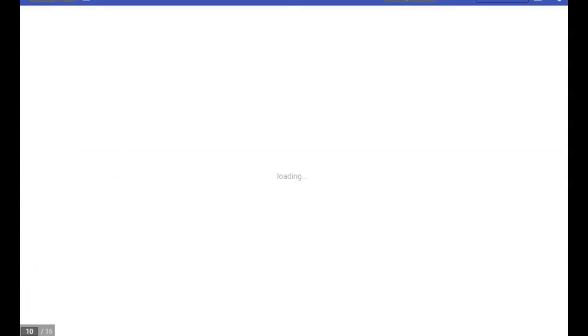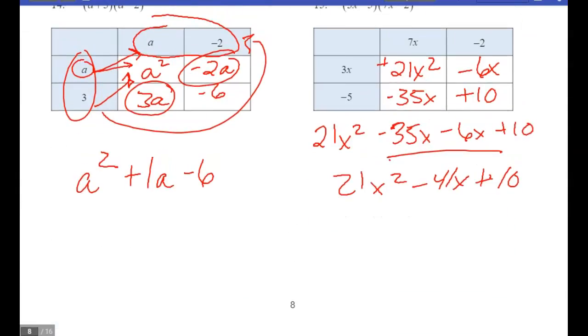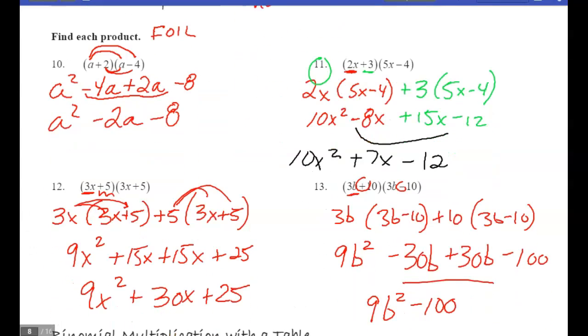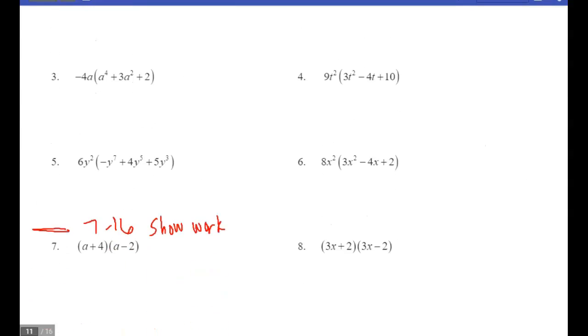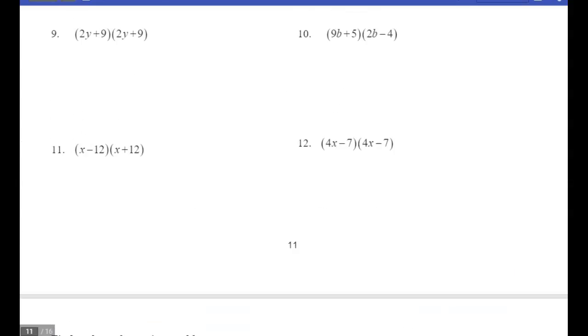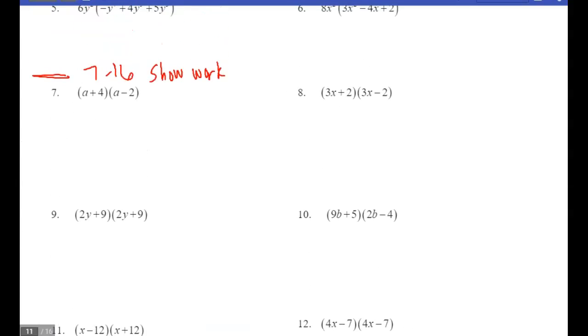I tried both. Coming back up here, make sure you try both ways, the FOIL method and the distributive method. Again, this one's going to show up later in the chapter, so it's a good one to do. But if you're stuck on the FOIL method because it helped you and it worked for you in middle school, that's fine. And again, we're on 7.2, pages 11 and 12, 7 through 16, showing your work, and have a great day.